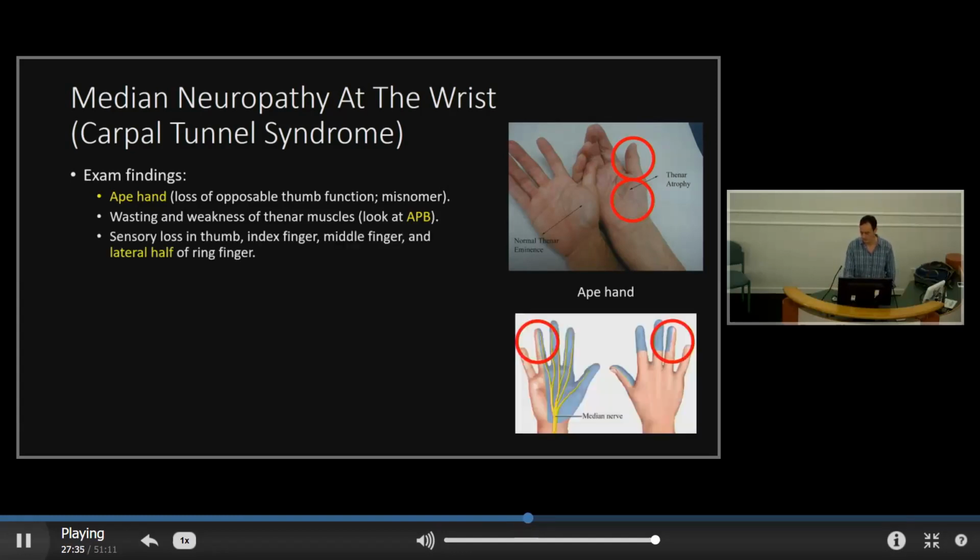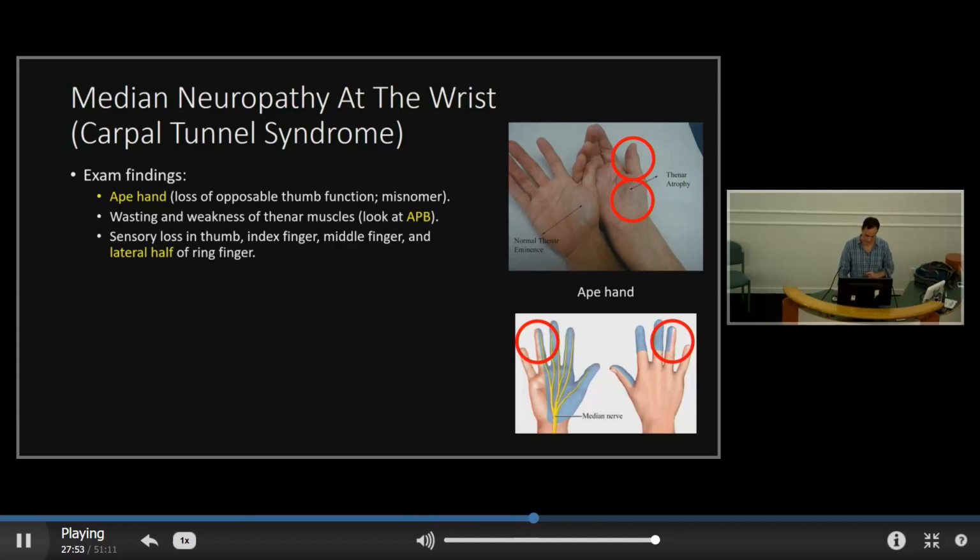Sensory-wise, this is the pattern. The blue is the deficit. Now, it's very important to note that you have a loss of sensation in the thumb, index finger, and middle finger, so those three, but it's only half of the ring finger, not the whole ring finger.